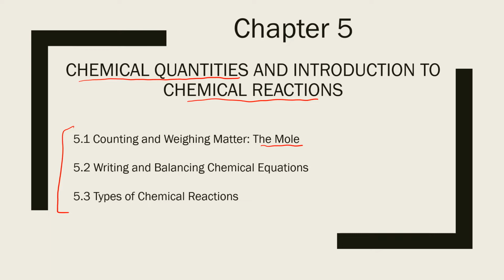In the second section, we will discuss a method to describe a chemical reaction in the form of a chemical equation. We will learn how to write a chemical equation, and we will also learn how to balance a chemical equation. And finally, at the end, we will talk about how many different kinds of reactions are possible, and we will learn how to recognize different types of chemical reactions.